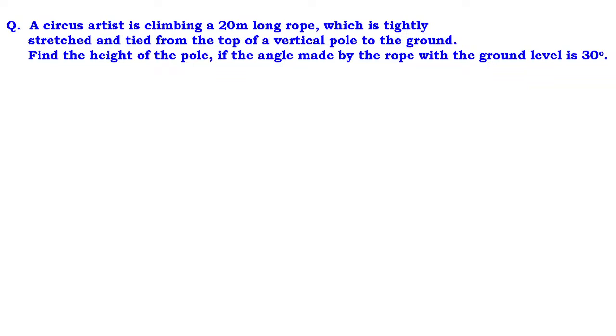Those who know can start solving. Yes, Vivek. A circus artist is climbing a 20-meter long rope which is tightly stretched and tied from the top of a vertical pole to the ground. Find the height of the pole if the angle made by the rope with the ground level is 30-degree.